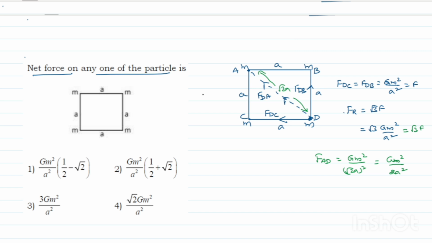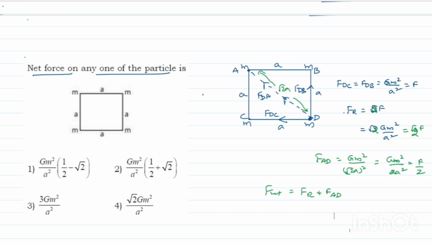This is 90 degrees, so this is root 2F, this is root 2F, and this is root 2F. Here this one you can write as F by 2. Now the resultant force, the net force, and the F by 2 force will both be acting along the same direction, so you have to sum up all these.